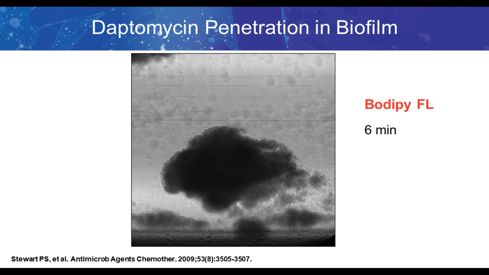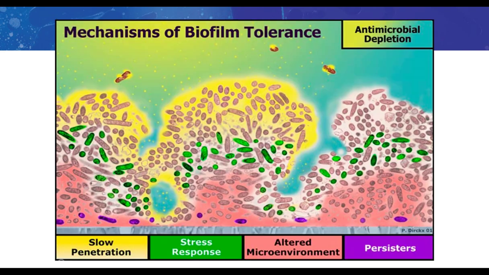And Daptomycin is a relatively good antibiotic against biofilms, but it's nowhere near as effective against biofilms as it is against planktonic bacteria. And so obviously from this experiment, we see that it's not a penetration problem, and this is true for most antibiotics. So if I go back to my mechanisms, the reason why these antibiotics can penetrate but still don't kill the biofilm can be explained by an altered microenvironment.